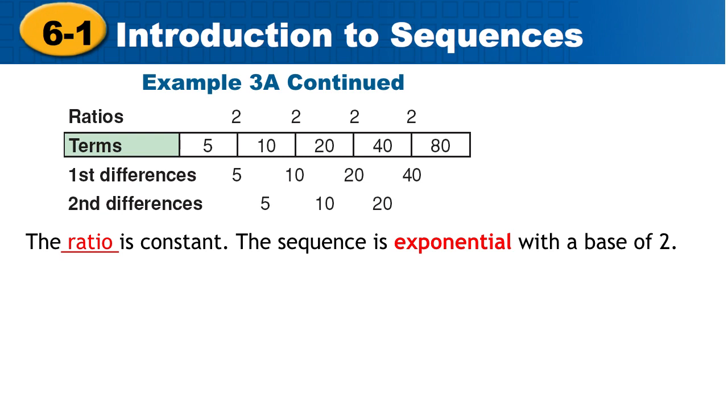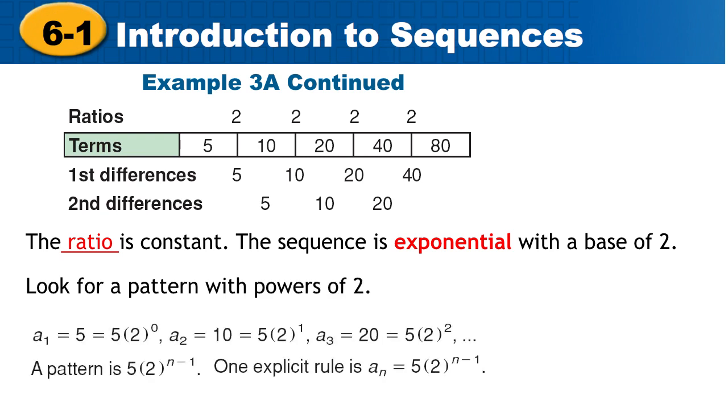It can be written in the form of a times b to the power of x, right? A times b to the power of x. Your base here is 2 because the ratio is 2. So it's gonna be 2 to the power of something times a. What is a? A is the first term, 5. You're going to write 5 times base 2 to the power of something. What is that something?